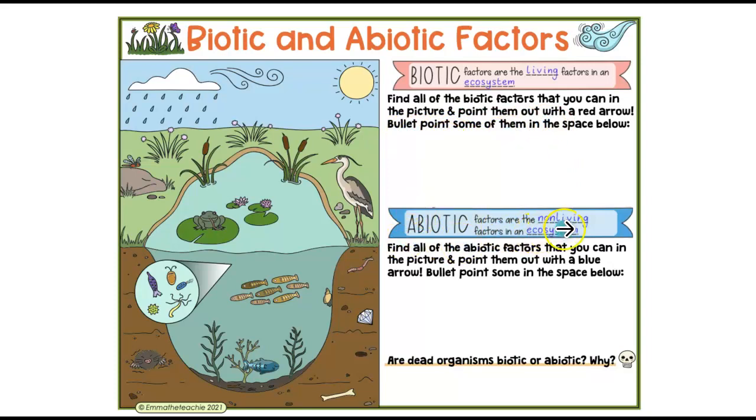Abiotic are the factors that are non-living factors in an ecosystem. And so I want you to find all the abiotic factors that you can in the picture and point them out with a blue arrow, and then list some of them in a bullet here. And then answer this question: are dead organisms biotic or abiotic, and why?